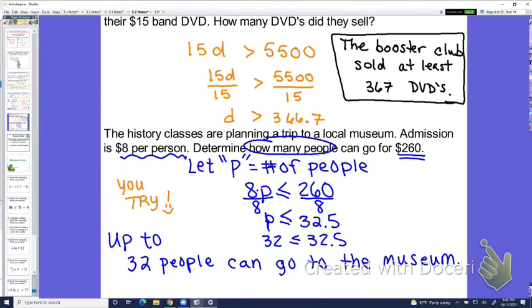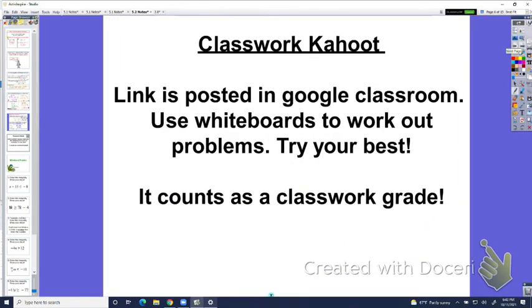Alright, so that ends all the You Tries. Now you need to get the classwork Kahoot link out of Google Classroom. Use your whiteboard to work out some of the problems. Try your best. It does count as a classwork grade. And then after you're done with that, you can get started on tonight's homework, which was the 5-3 lesson video that we'll be talking about tomorrow.